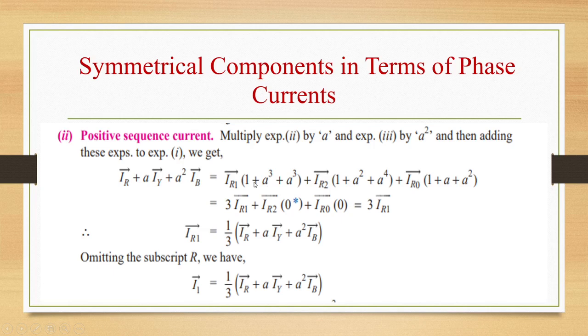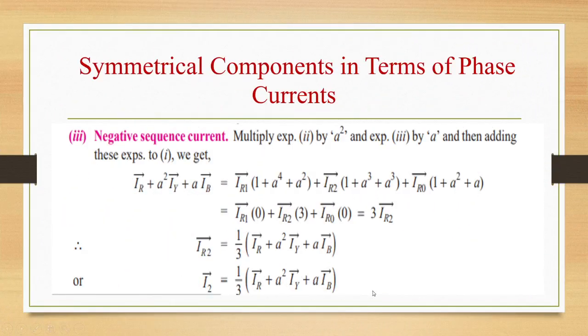And here it is 1 plus A cube, which is 1, so 1 plus 1 plus 1 is 3. So this is 3 IR1, and this is 0 and this is 0. So the remaining is 3 IR1. So IR1 is equal to 1 by 3 times (IR plus AIY plus A square IB). Omitting the subscript R, we can write I1 as 1 by 3 into (IR plus AIY plus A square IB).